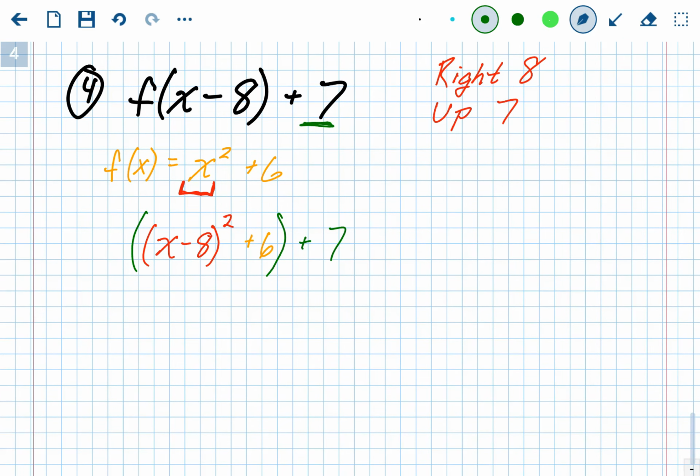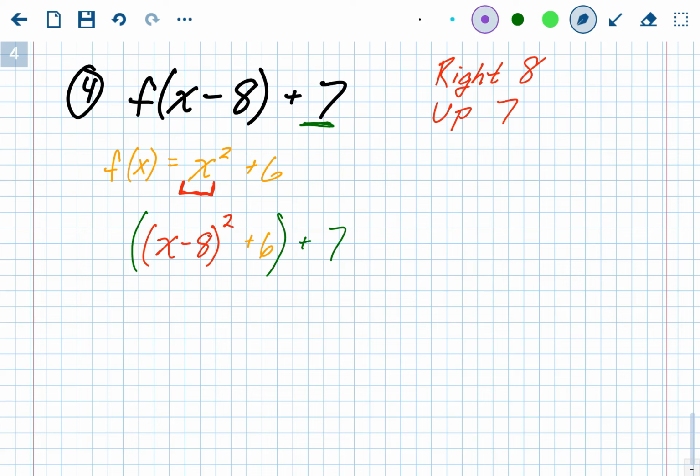Alright, now it's just simplifying this. Again, the minus 8 was inside the function. It was part of the function attached to the x value. Then you have to finish writing the function, and then finally at the end you do the plus 7. Like I said, this is just a matter of expanding and combining like terms now.